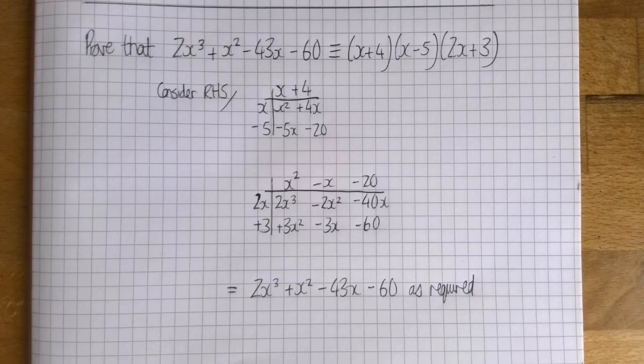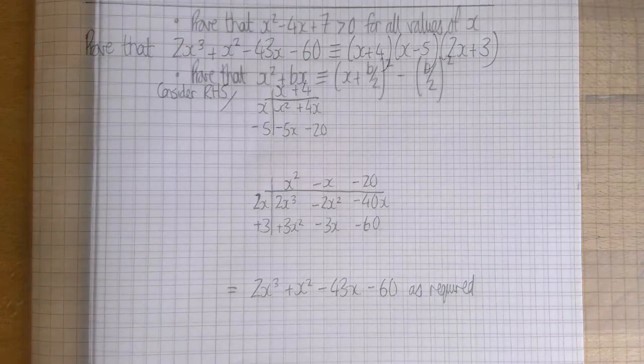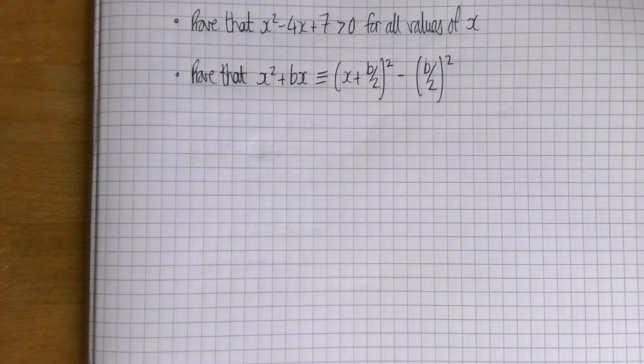So that's proving an identity, which is a bit more straightforward than the other proof by deduction questions we have done. Okay, two for you to try. Have a go, and I'll show the answers in a minute.